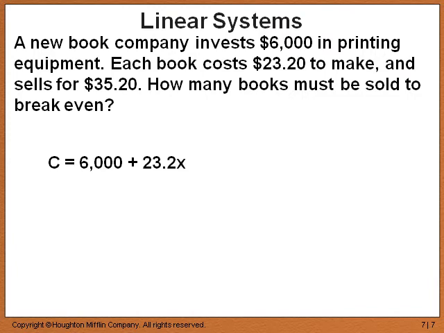Let's first set up the equations. Our cost equation is 6,000 plus 23.2x. Now, where do we get that? Well, they had to invest $6,000 in the beginning, so we know that that's part of their costs, what they spent on equipment. And then we add to that the amount that they spend on making each book. So if x is the number of books, then 23.2x is how much they spend on making books. So the cost equation is 6,000 plus 23.2x.